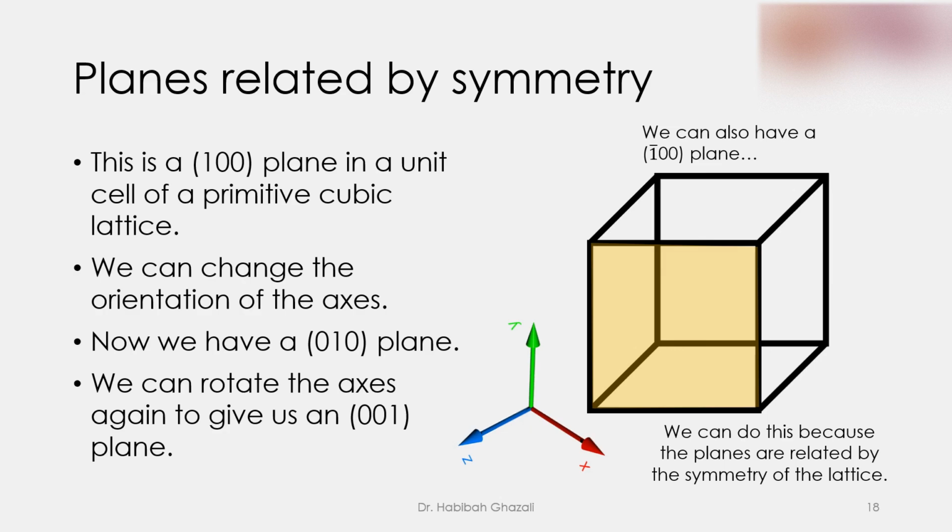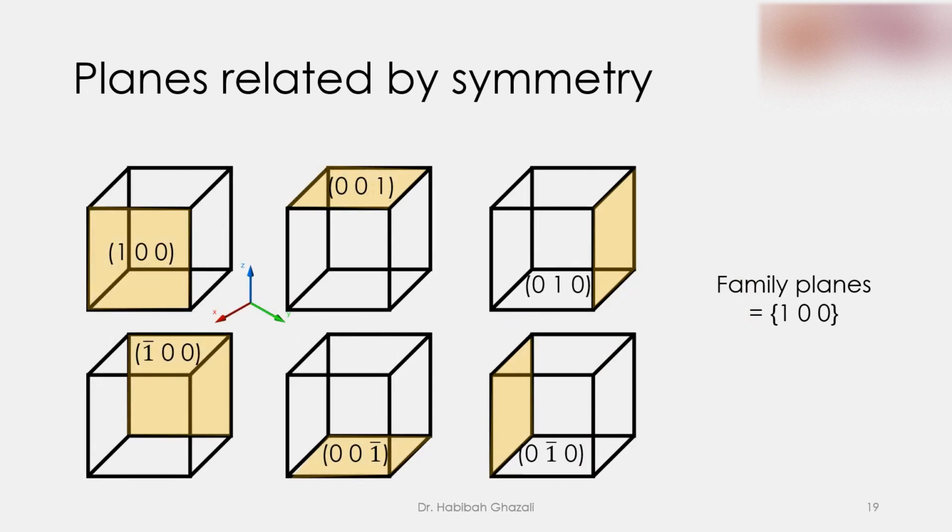This is now what we call the family of planes. As you can see here, all of these planes are related by symmetry, and we can use curly brackets to represent these planes. So if you indicate 1, 0, 0 in curly brackets, I know what you mean is all these 6 planes, and they are all related by the symmetry of the crystal lattice.